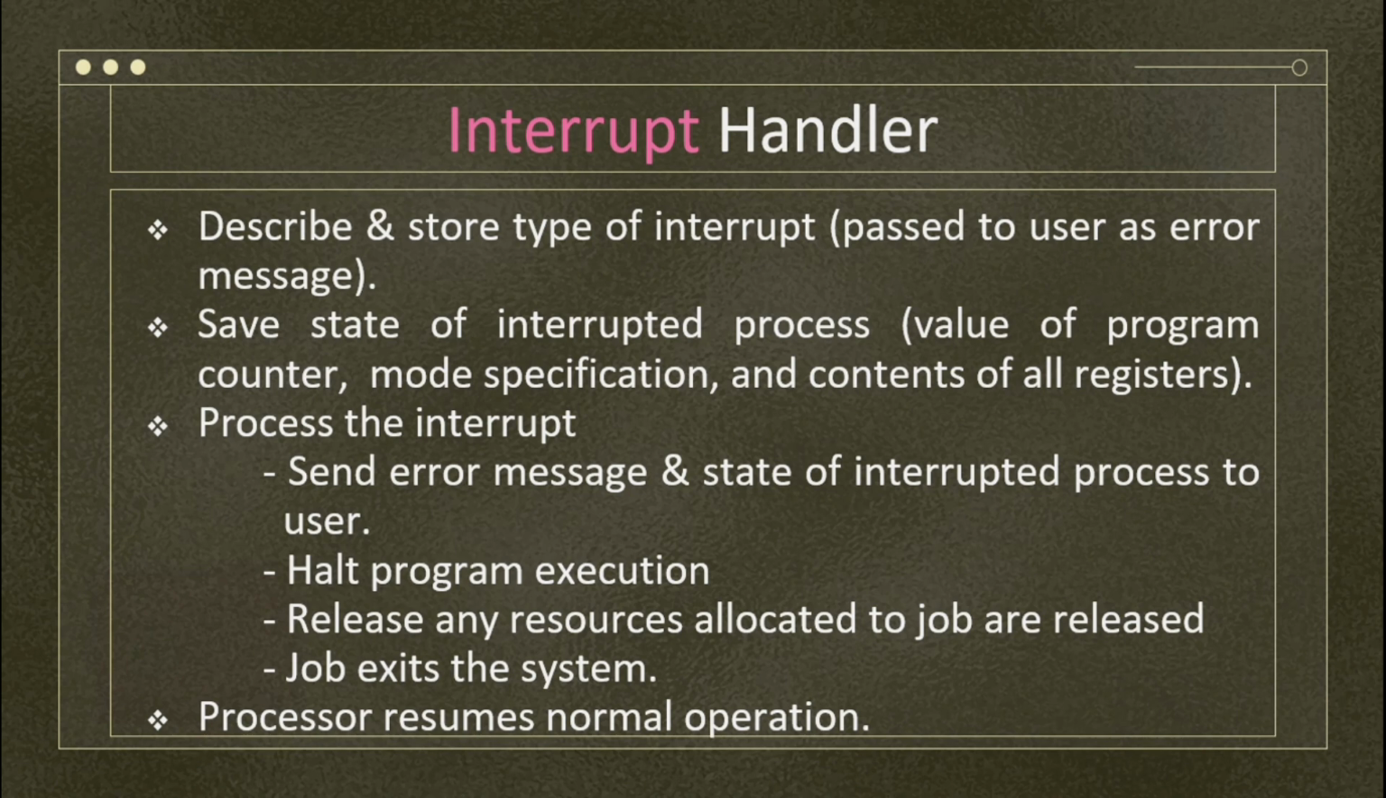First step is send an error message and the state of the interrupted process to the user. Next is hold program execution. The next one is release. Any resources allocated to the job are released. Job exits the system. And the last one is the processor resumes normal operations.